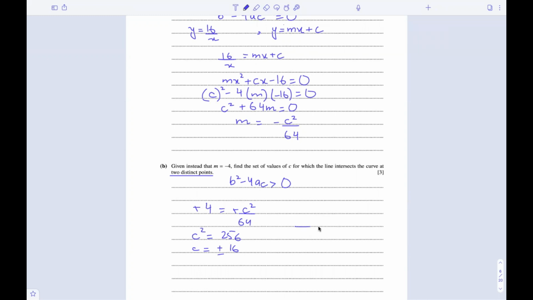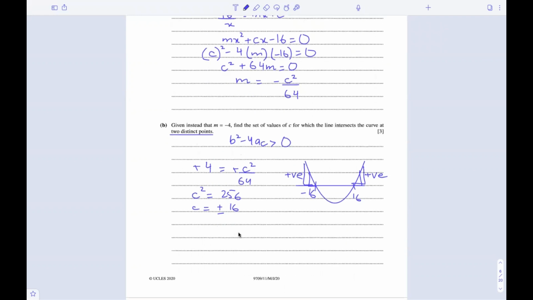Now to give the correct inequality signs, we can mark c at minus 16 and c at positive 16. Now as b squared minus 4ac is greater than 0, we need the values of c which are above the x-axis. So these values, basically, if we go further back from minus 16 and forward from positive 16, we'll have b squared minus 4ac greater than 0. So we can say that c is greater than 16 and c is less than minus 16.